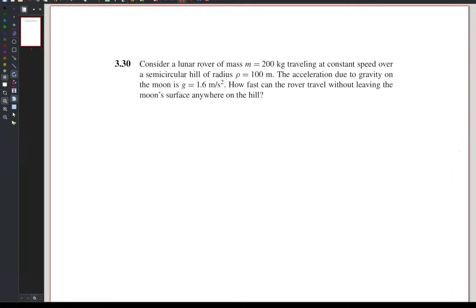So for this question, we have a lunar rover. We're on the moon trying to drive over a hill, and we want to drive as fast as we can, but we don't want to leave the hill, like launch off of the moon. So the question is, how fast can we move? To get started, what do you think you could do first that would help work through this problem?